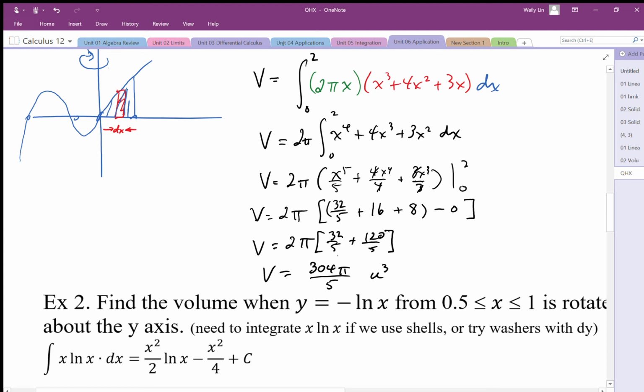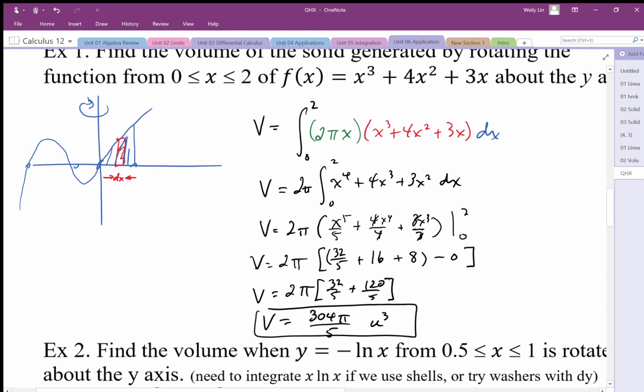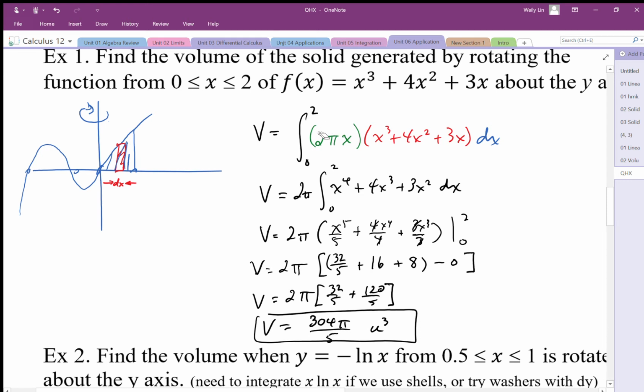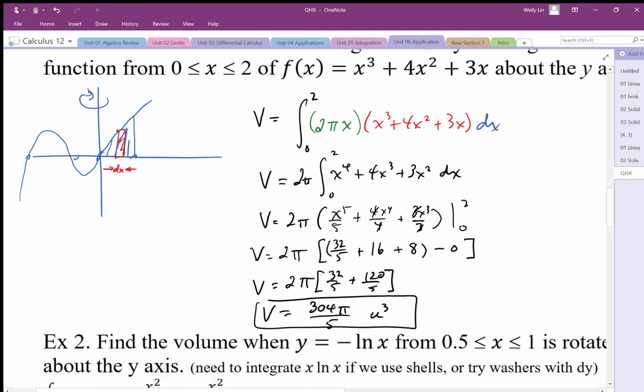So we did that using all these shells. When we unwrapped each shell, the circumference gave us the width, the f of x gave us the height, and the dx gave us the thickness of all those rectangular pieces that make up those cylindrical shells.